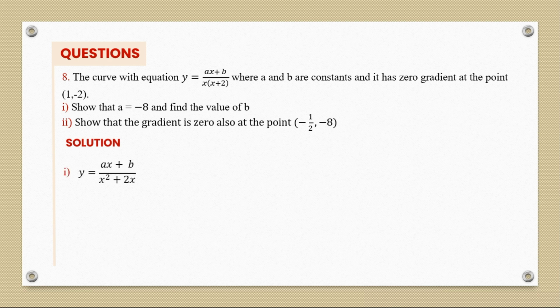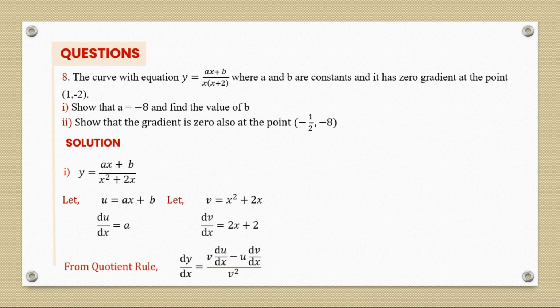Alright, so this is what we have. y is equal to (ax + b) over (x squared + 2x). Now we're going to differentiate this, but we're actually going to use the quotient rule. So I'm going to let u be equal to ax + b, of which if I differentiate that, du/dx shall be equal to a. Then we're going to let v be equal to x squared + 2x, of which dv/dx shall be equal to 2x + 2. Now from the quotient rule, when I substitute those values in, this is what I'll have.